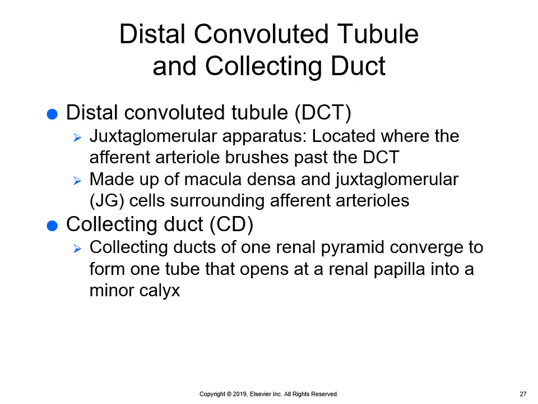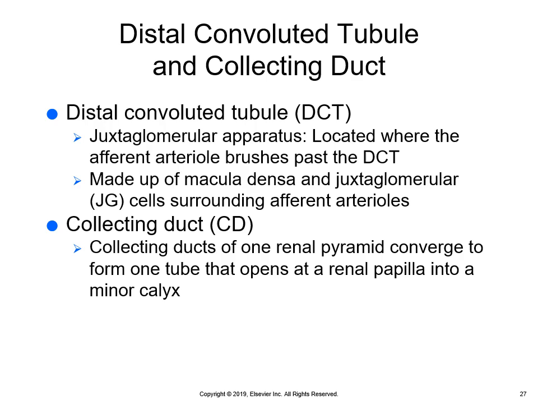So the DCT is involved in things such as blood pressure regulation, and it does that through a special structure called the juxtaglomerular apparatus, or the JGA. If the blood pressure drops, the DCT signals the JGA to release what we call renin, and that will start a chain reaction that will assist in raising our blood pressure.